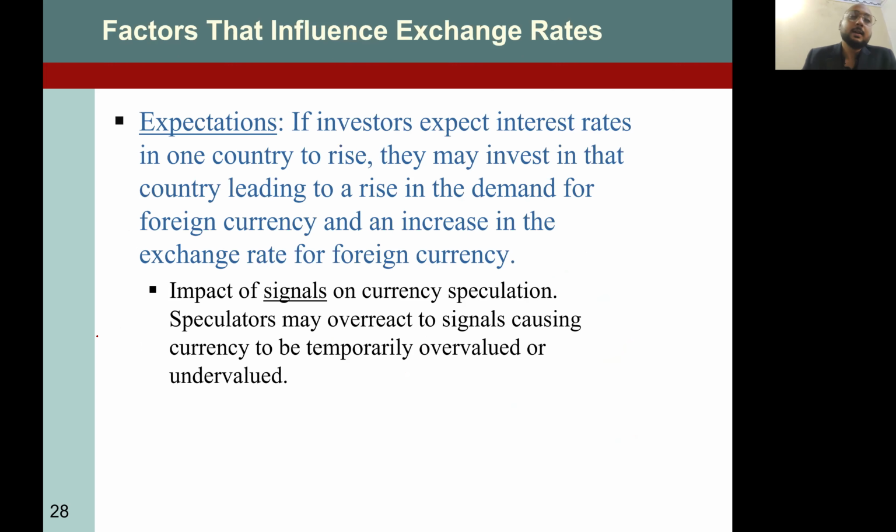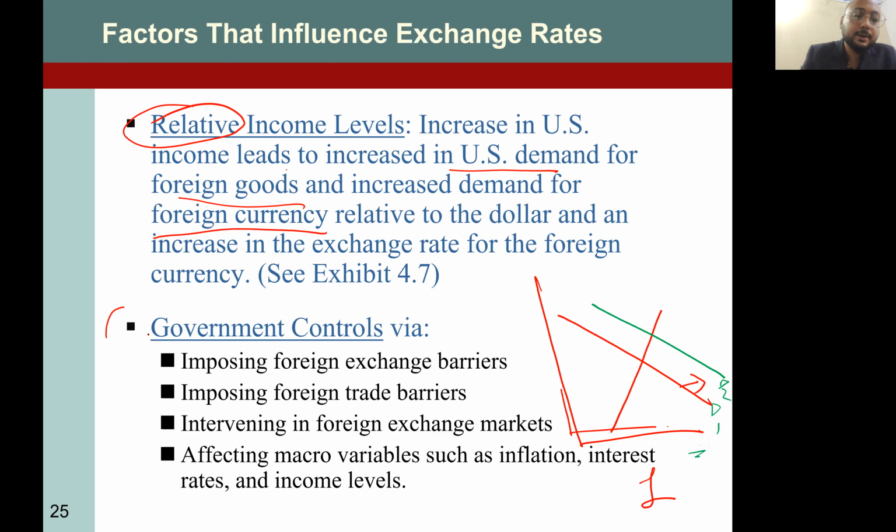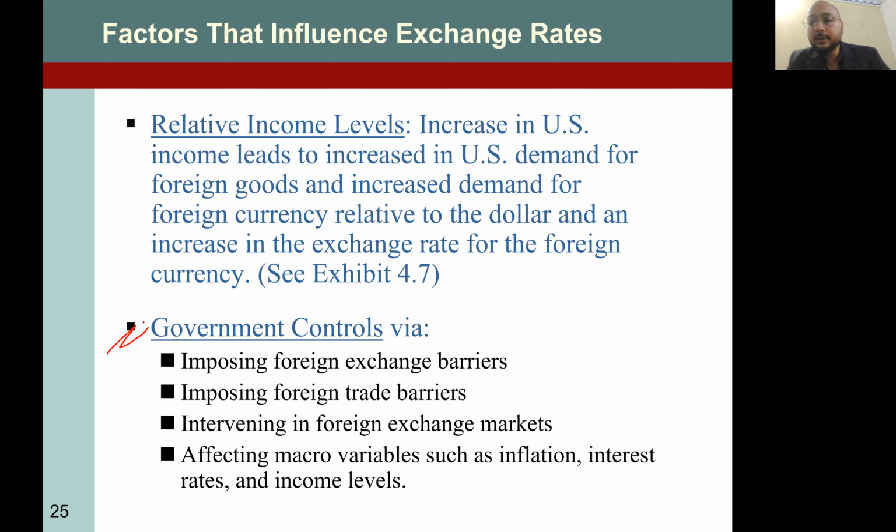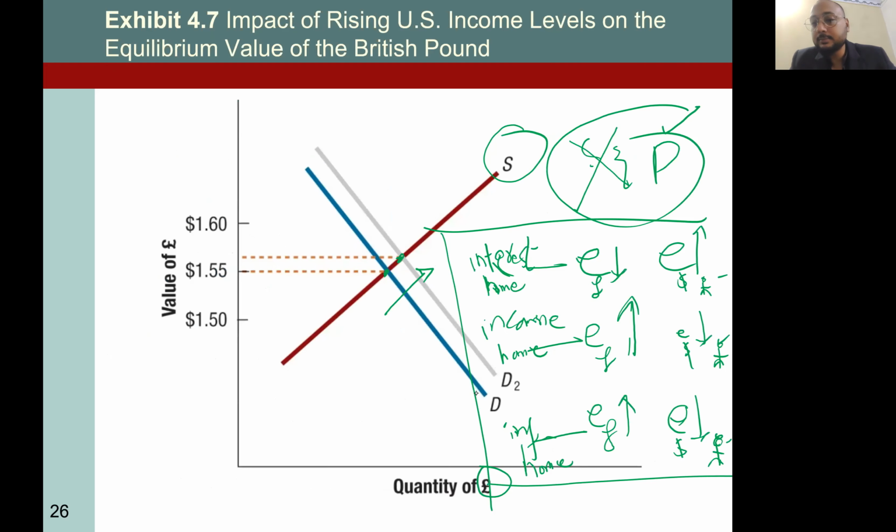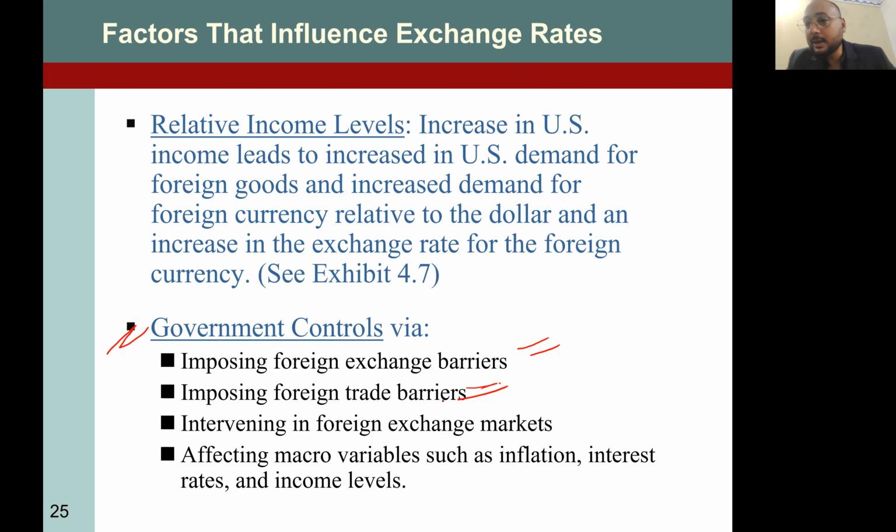Here we go. Number one was inflation, then interest rate, then income level, and number four is government control. We will be talking about government control separately on the slide. I'm just going to read it here. Imposing foreign exchange barriers, then maybe the exchange rate is different. Imposing foreign trade barriers, then we have a different exchange rate. Intervening in foreign exchange markets: if the dollar is rising, then maybe the government intervenes and tries to control the rise of the dollar. Affecting macroeconomic variables: inflation, interest rate, and income levels.